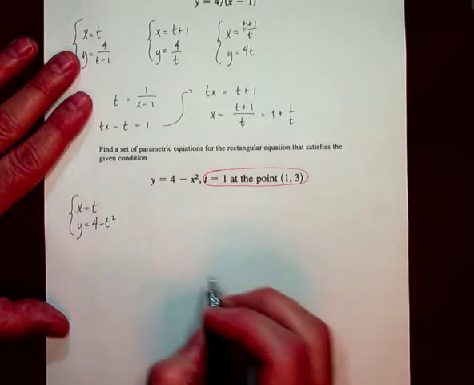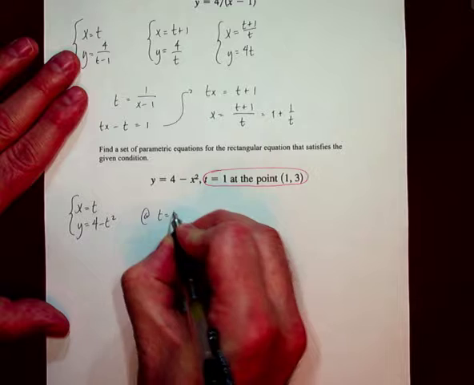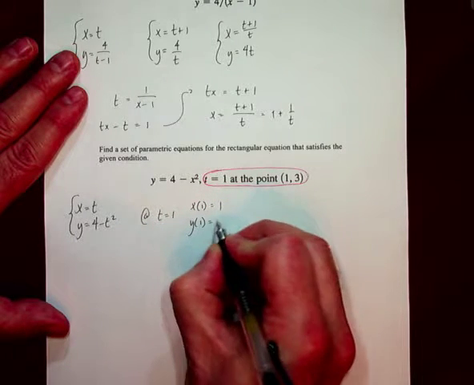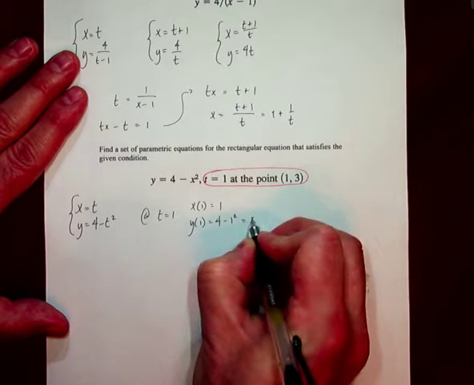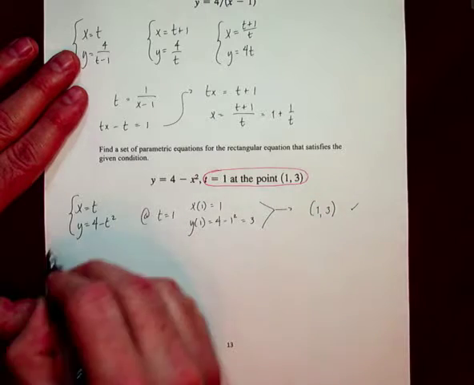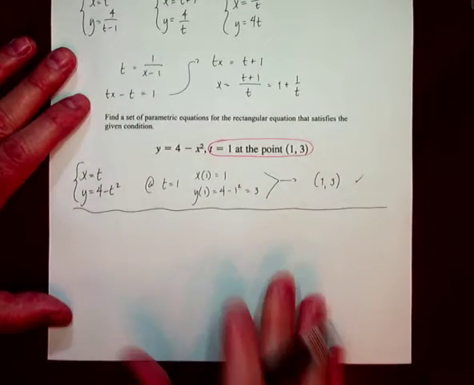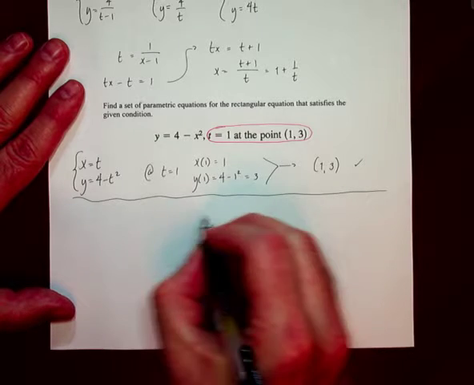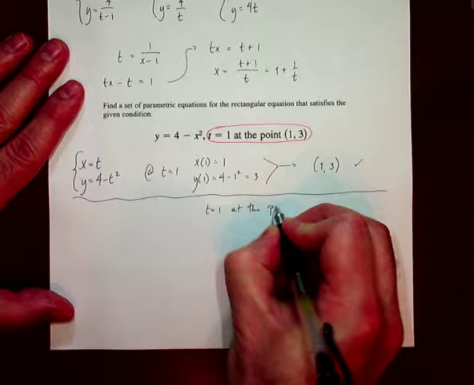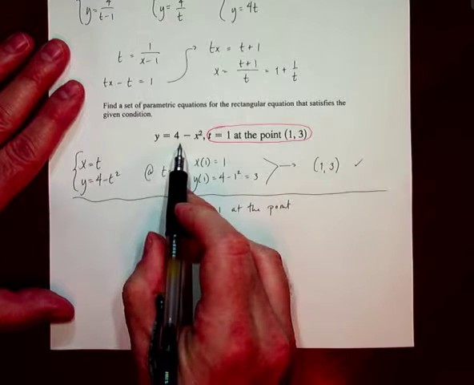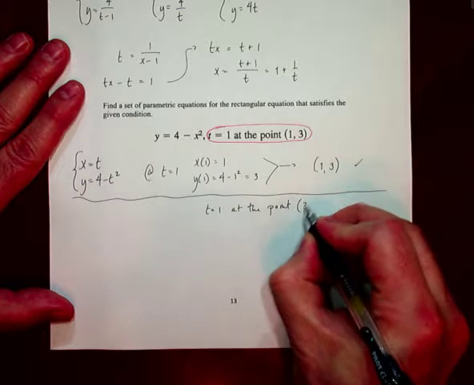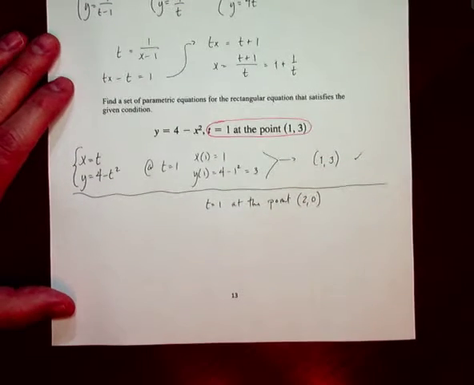Okay, well that was a little bit too easy, right? So at t is equal to 1, x of 1 is equal to 1, and y of 1 is equal to 4 minus 1 squared, or 3. And of course that gives you the ordered pair 1, 3. Check. But that's a little too easy. Let's say we wanted something like t is equal to 1 at a different point. All we have to do is pick another point that we know of on this curve, and we happen to know that 2, 0 is on that curve.